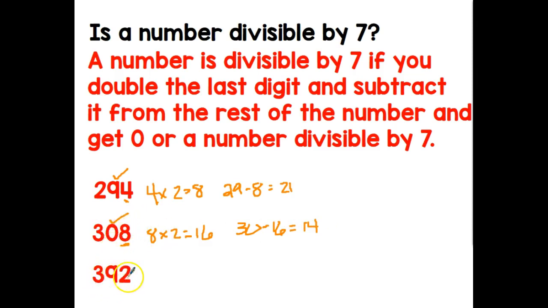Let's take a look at 392. Well, there's my last digit. Let's double it. 2 times 2 equals 4. And then 39, take away 4 is 35. Can I divide 35 by 7? Yep, that means I can divide 392 by 7. So it's not so bad, it just looks a little crazy.